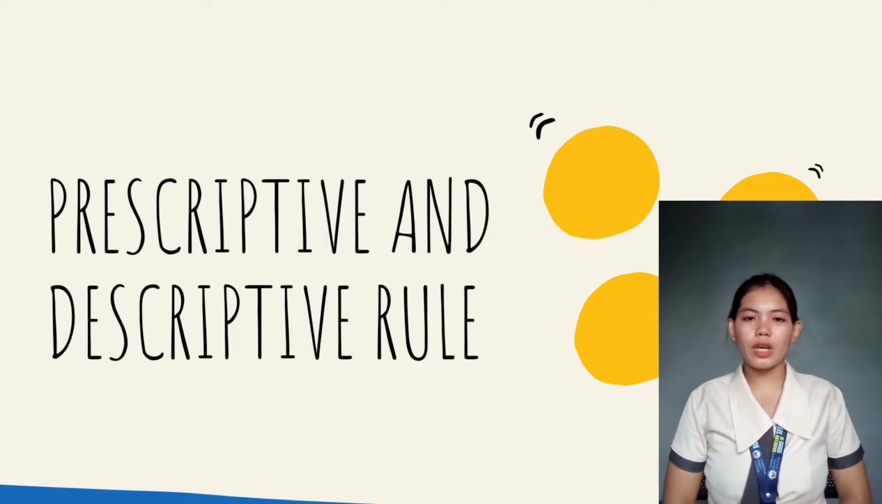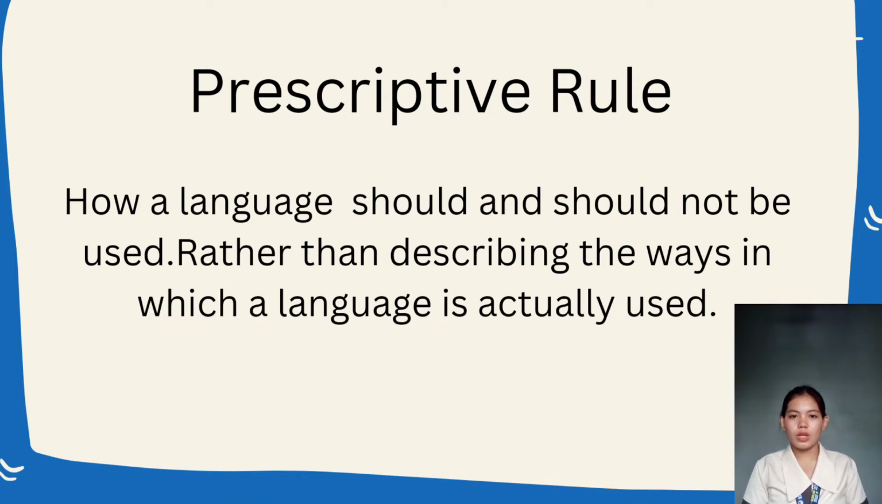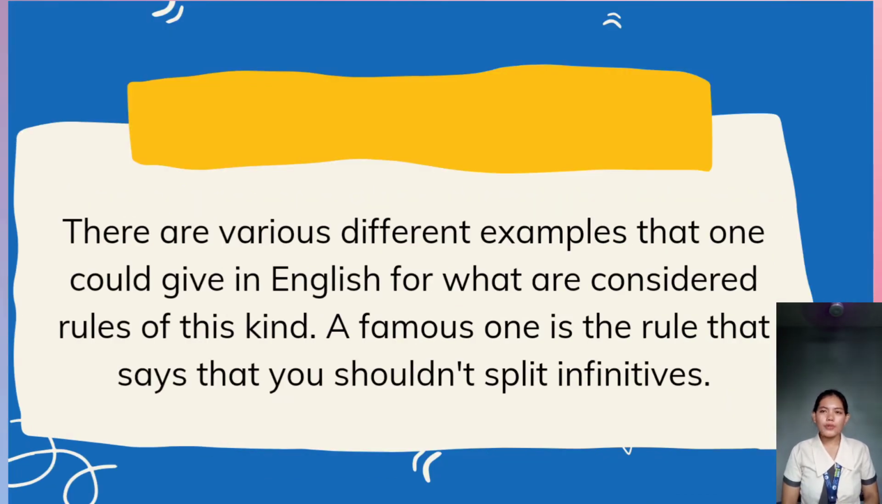So let's start with the prescriptive and the descriptive rule. Prescriptive rule is how language should and should not be used, rather than describing the ways in which a language is actually used. There are various different examples that one could give in English for what are considered rules of this kind. A famous one is the rule that says that you shouldn't split infinitives.